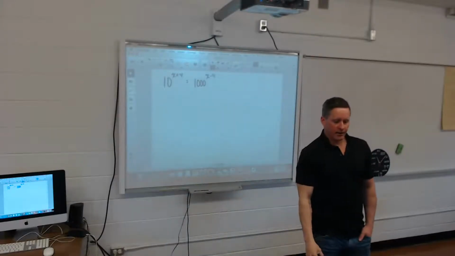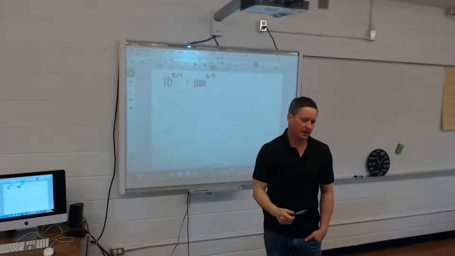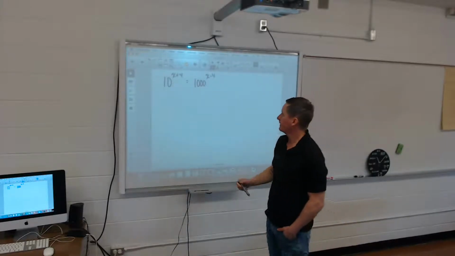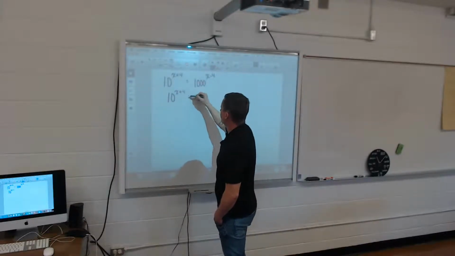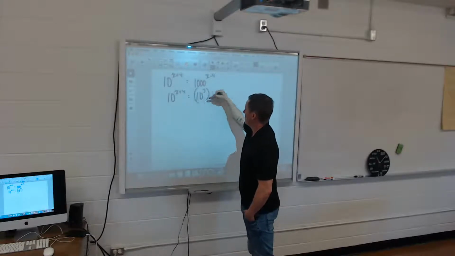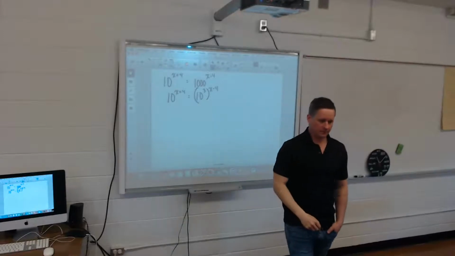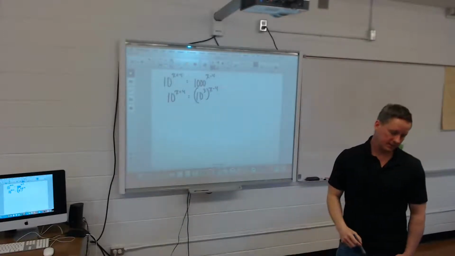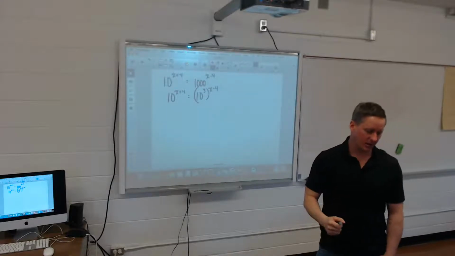So what I want to do here is get the bases the same. So I have 10^(x+4) is equal to 10^3 (x-4). Okay, so I've got 10, which I can't break down anymore. 1,000 is 10 to the third.